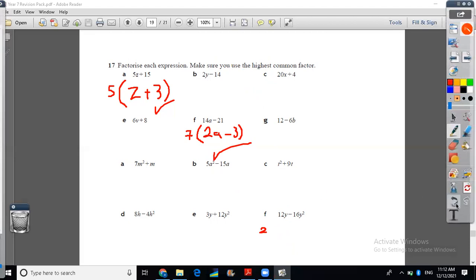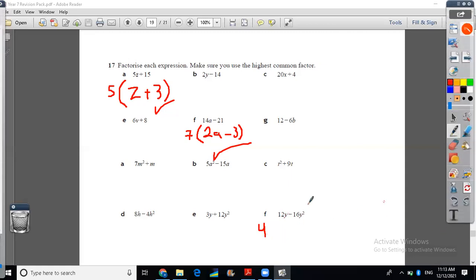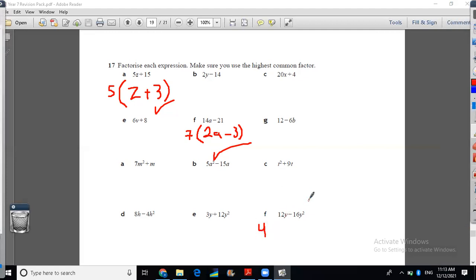Yeah, I can divide by exactly 4. I can divide both of them by 4. So this, oh, we're not done yet, mister. One second. Is that the highest? Can I find a higher number to divide 12 and 16 by? No, I can't. 4 is the highest factor that I can divide both of them by. Good. Let's look at the variables.